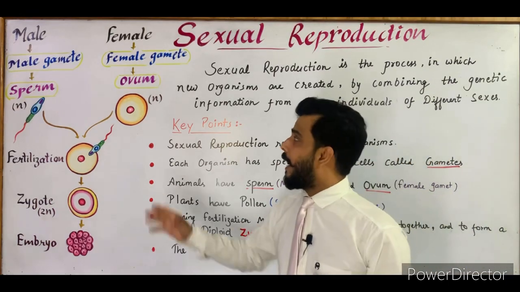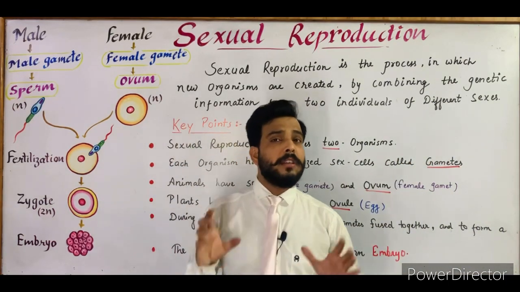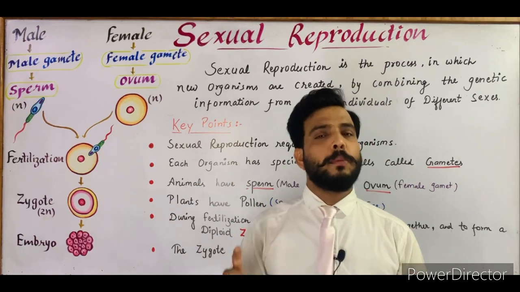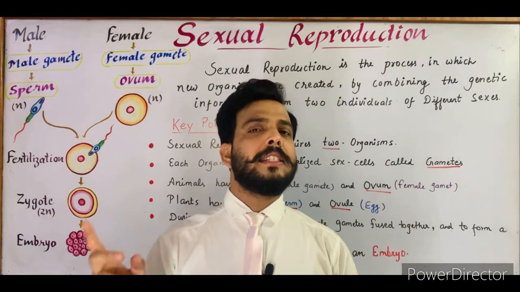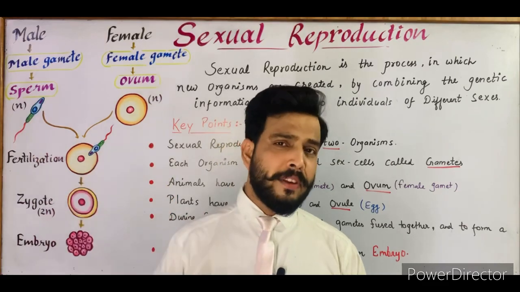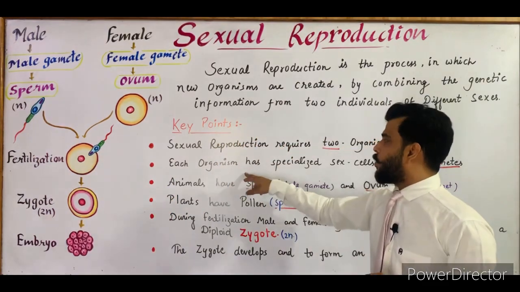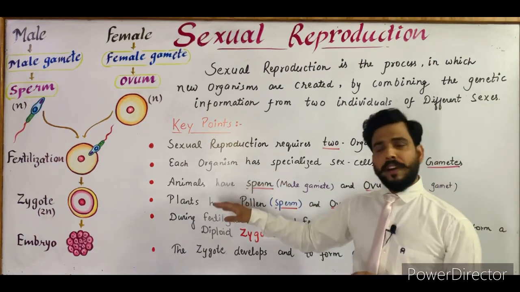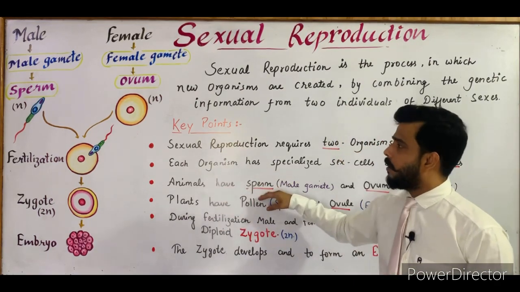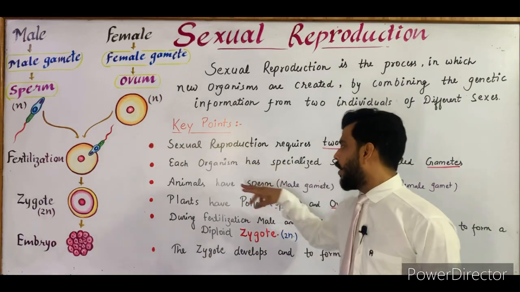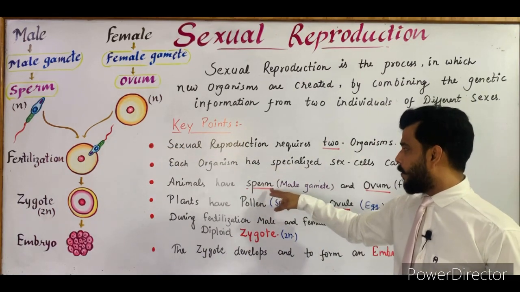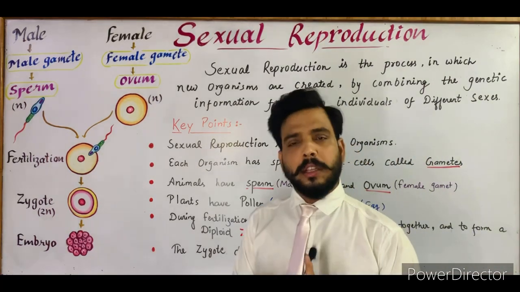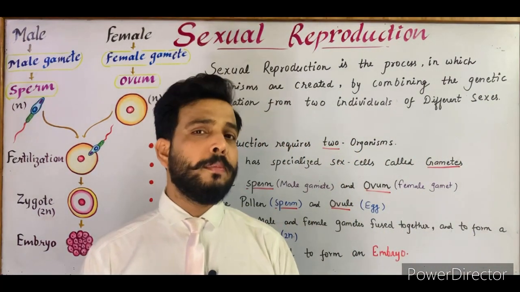Both the sexes, either male or female, have specialized sex cells which are known as gametes, and the formation of gametes takes place inside the genital organs of male and female. So, each organism has specialized cells known as gametes. In case of animals, animals have sperm, as you can see in the diagram, that is a sperm. Animals have sperm as a male gamete and ovum as a female gamete. So, as we know, sperm is the male gamete while the ovum is the female gamete.